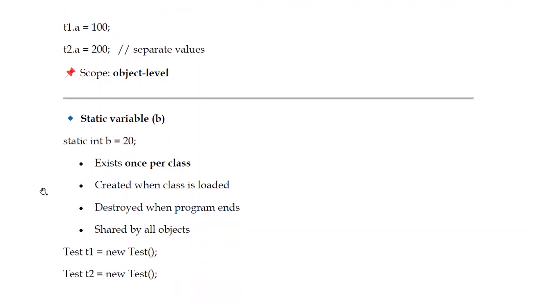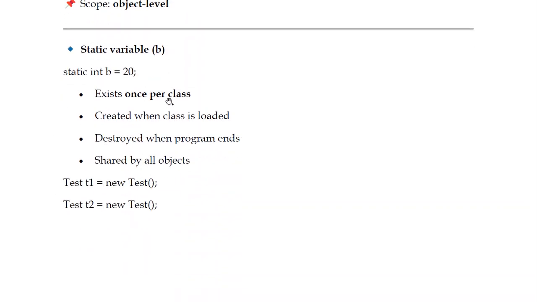But static variable, what is that? Static int b equal 20 means it will exist once per class. You can create any number of objects, but only once per class will memory be allocated. It is created when the class is loaded. When the program ends, the static variable memory is also deallocated, erased. So it is shared by all the objects. In our previous session, we already explained this.